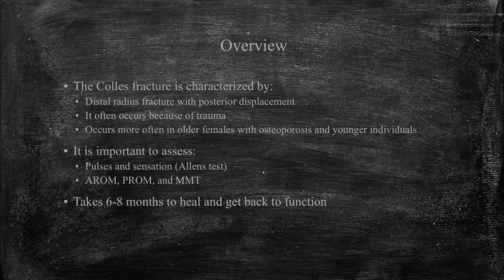And then for an overview, the Colles fracture is characterized by a distal radius fracture with posterior displacement. It often occurs because of trauma on an outstretched hand, occurs more often in older females with osteoporosis and younger individuals. It is important to assess pulses and sensation, active range of motion, passive range of motion, and MMT. And it takes about 6 to 8 months to heal and get back to normal function.